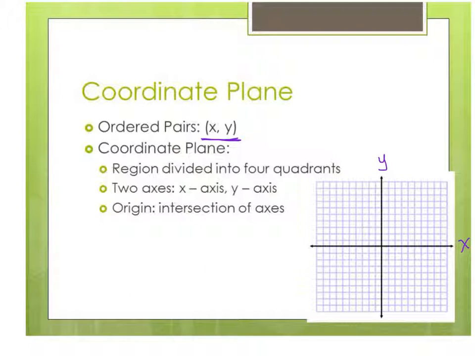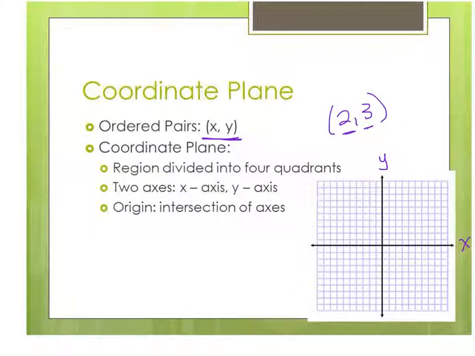And when you go to plot points, let's say we plot (2, 3), you're going to move x first and then y. So starting at the origin, you're going to move right 2 and up 3, and you don't really draw that in, but so you can see where I went. And you're going to try to get it on the coordinate plane.